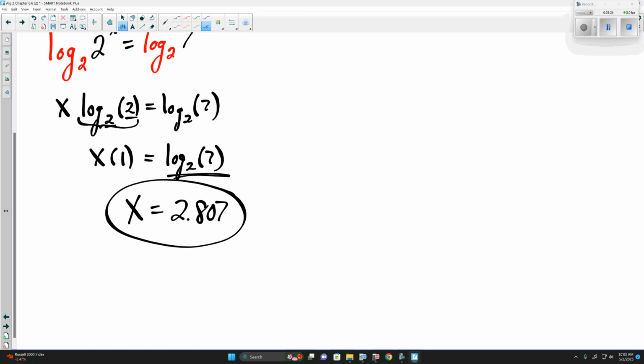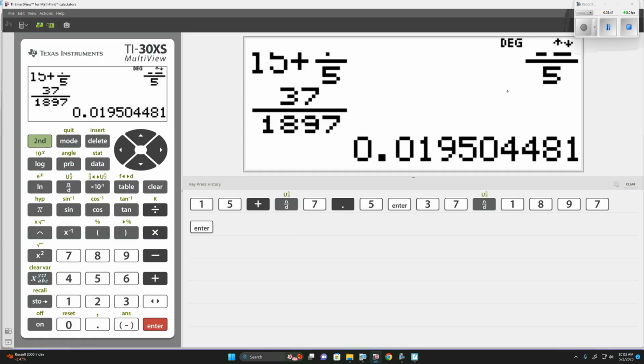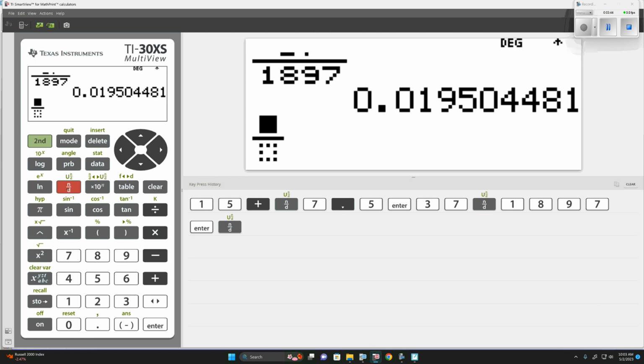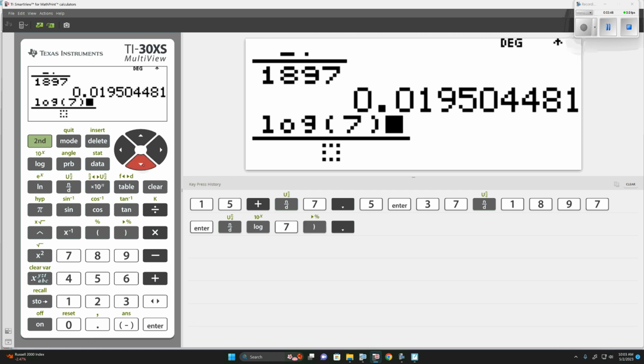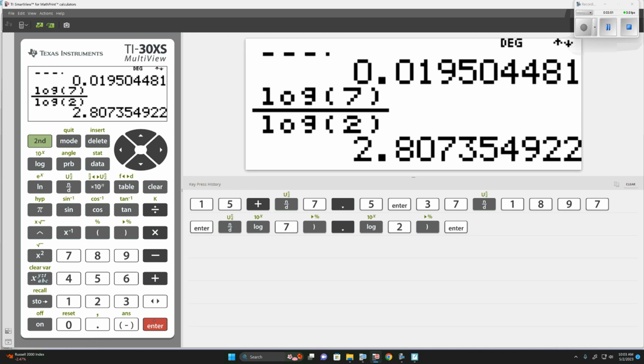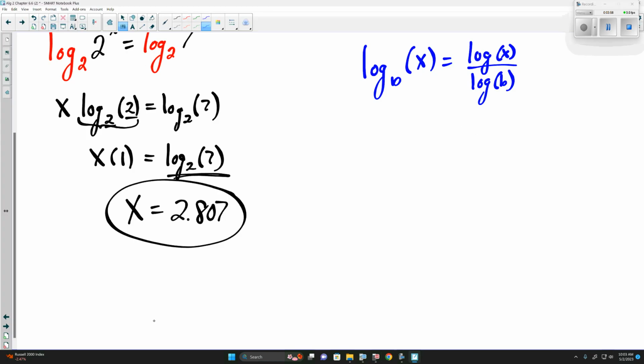Now the other way we could have solved log base 2 of 7 is our change of base formula. The change of base formula states that log base b of x is equal to log of x over log of b. So for us here, we could have typed it in the other calculator as log of 7 divided by log of 2, which will still give us 2.807. It'll give us the exact same answer. Any questions on this here?